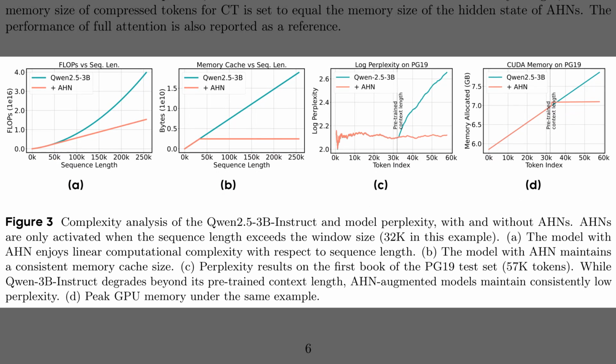So the previous figure outlined training. Figure 3 compares efficiency and quality, and it highlights 4 aspects across sequence length. Panel A shows floating point operations growing roughly linearly with artificial hippocampus networks, while the baseline rises quadratically. Panel B shows the memory cache staying flat with artificial hippocampus networks, which matters because storage otherwise grows with tokens. Panel C reports stable low perplexity on the long PG19 book, even past the pre-trained context. Panel D shows lower peak GPU memory than the baseline across the same tokens.